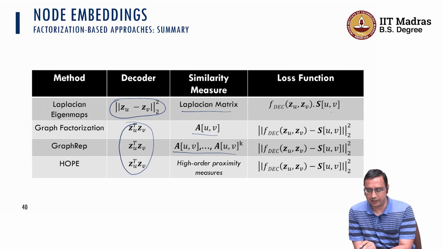The loss function in this case is defined as an inner product of the Laplacian and the decoder function. Here it is an L2 norm of the decoder function and similarity function for these two methods.